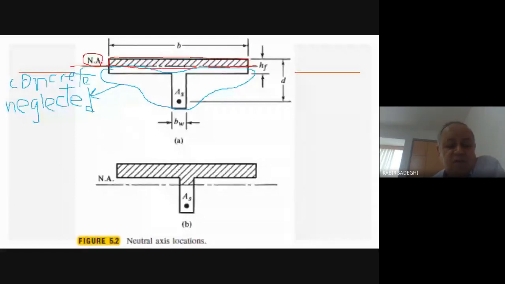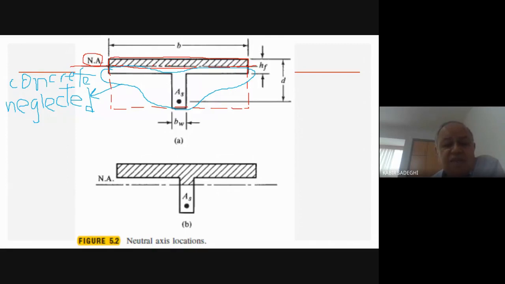It means the form can be, if we consider just this compression and neglect the tension part, it doesn't matter. We can say that it could be one triangle like this, or one T shape like this. Therefore, in both cases, we neglected the tensile or tension concrete.